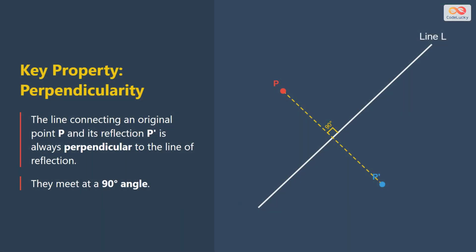There are two main properties you need to remember. The first is perpendicularity. If you draw a straight line connecting an original point P to its reflected point P', that connecting line will always intersect the line of reflection at a 90-degree angle.